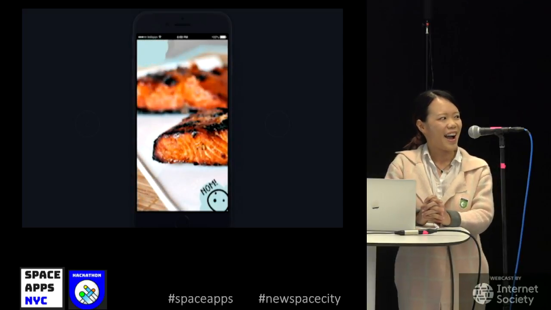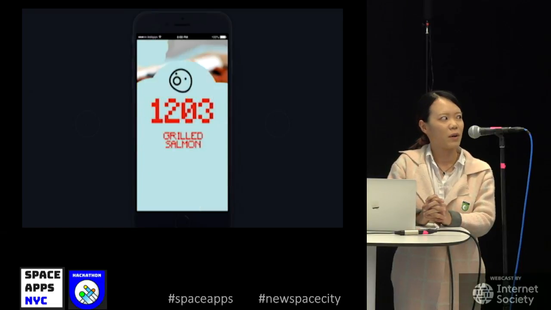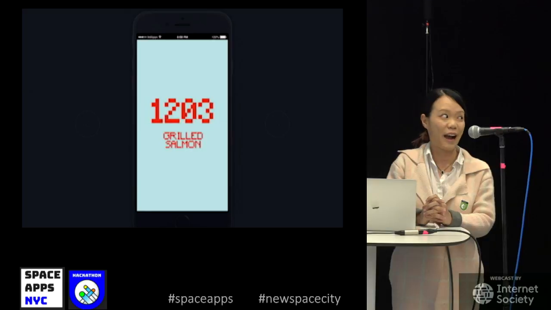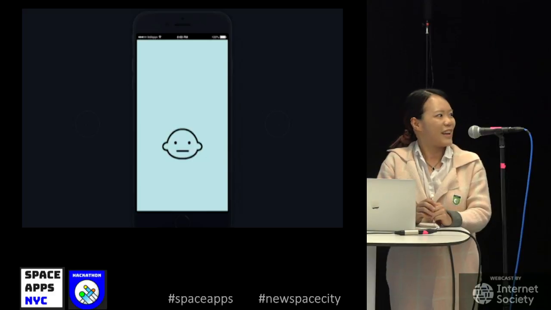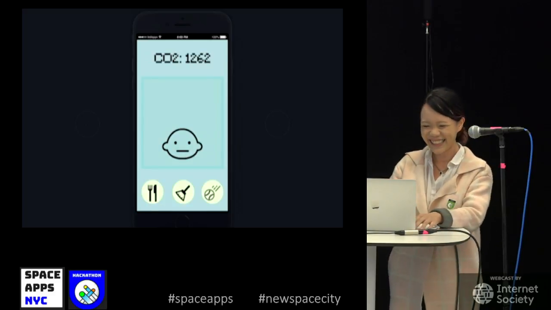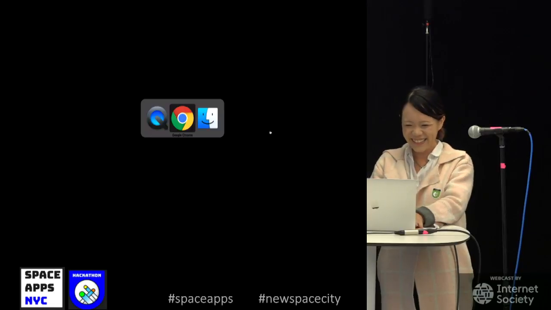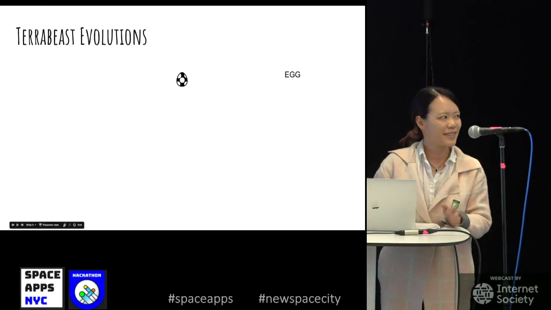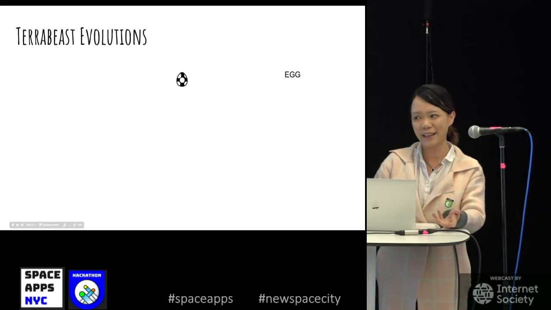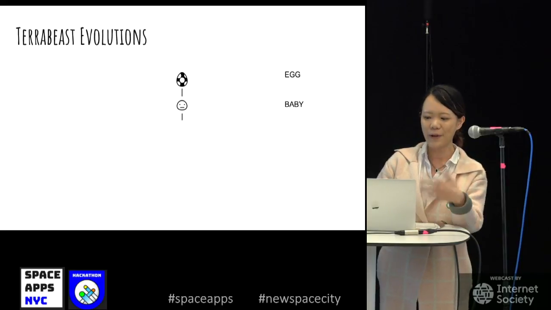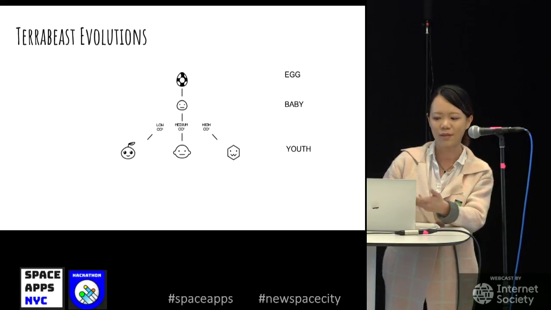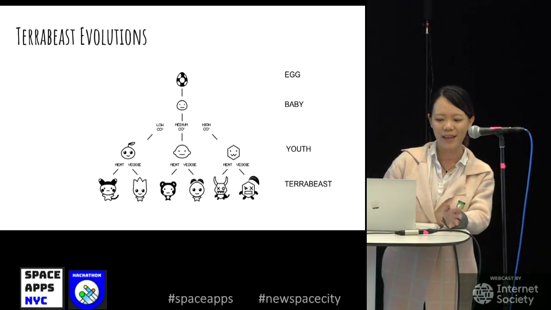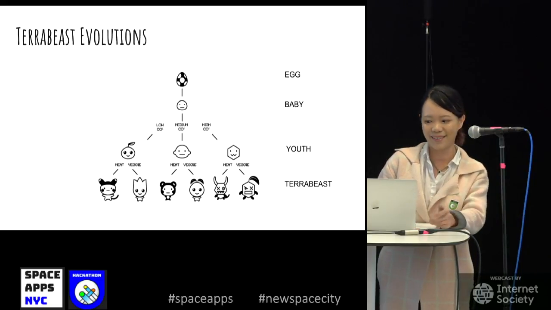Okay. Hopefully it's good. Oh, it's 1,200. This is really high. I mean, it's really healthy, but it's really high. So it's not good. What's happening? It grew, it evolved. Okay, right, so I'll just take you through how it evolves. It evolves by feeding it the food that you eat, by sending a photo. It goes from egg to baby, and then based on how much carbon footprint your food is, it can turn into three different paths. And furthermore, it can grow to six different paths based on whether it's meat or vegetarian.